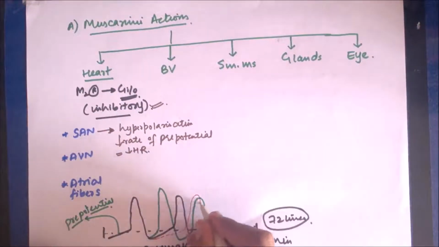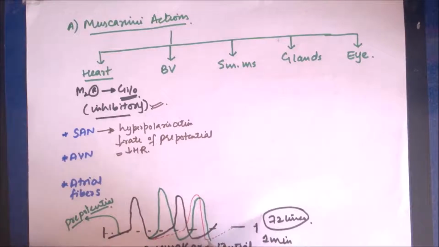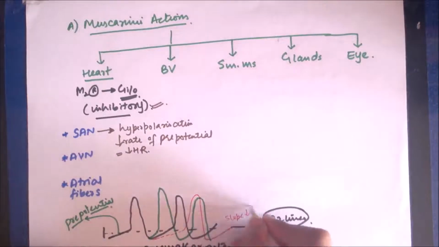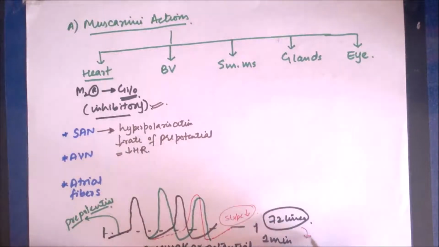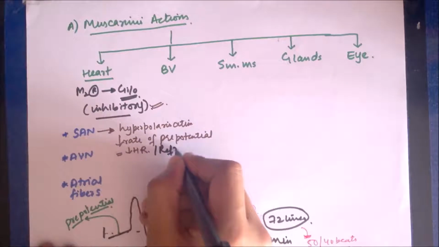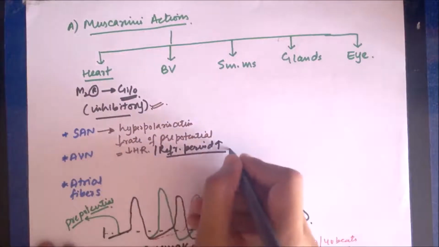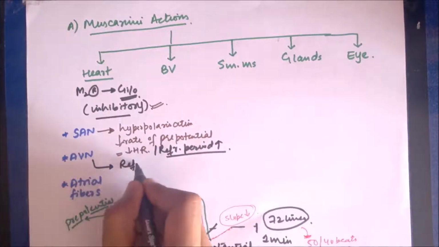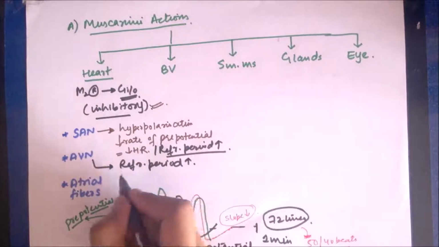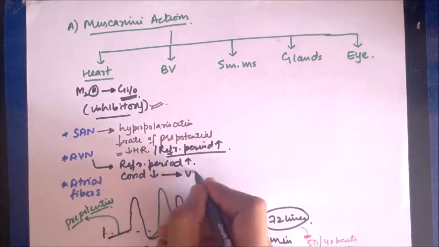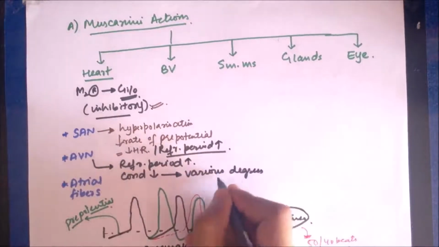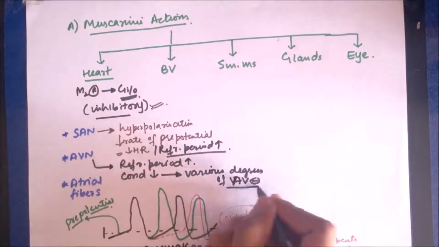But due to parasympathetic innervation, this rate of increase till threshold is going to decrease. So the slope of this pre-potential decreases, and accordingly the number of cycles are going to decrease. Say from 72, they are going to decrease to 40 to 50 beats per minute. So heart rate is going to decrease, and due to opening of potassium channels, refractory period is also going to increase. In AV node, the refractory period increases and the conduction through AV node decreases, and it can result in various degrees of AV node block.